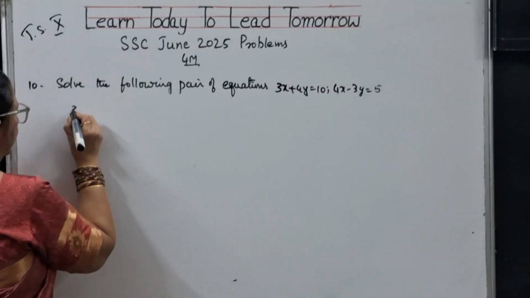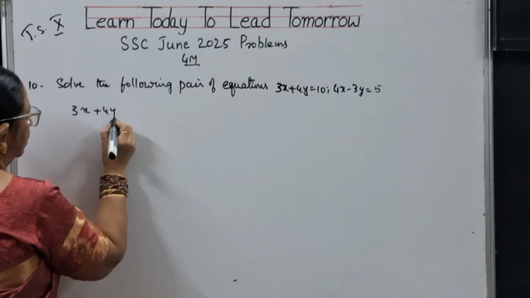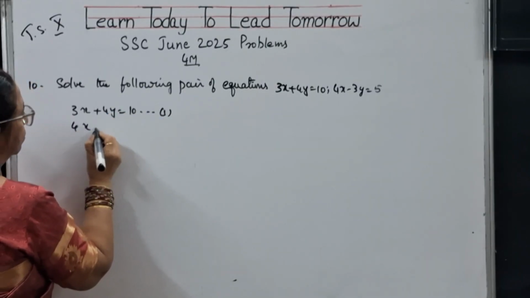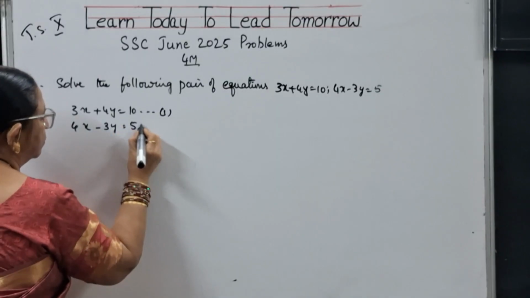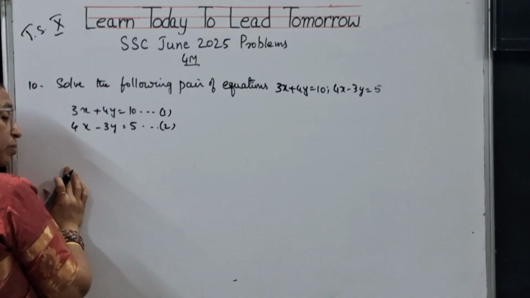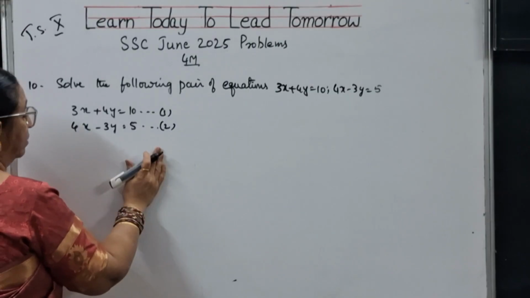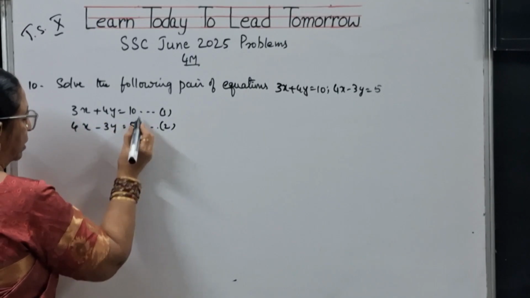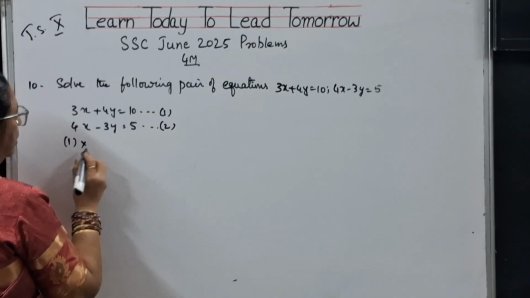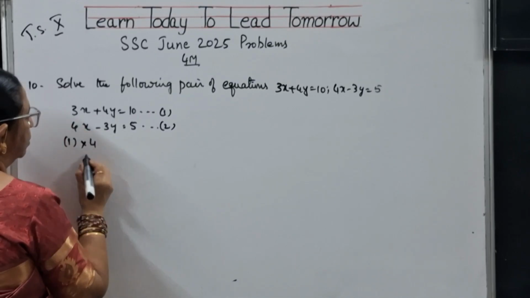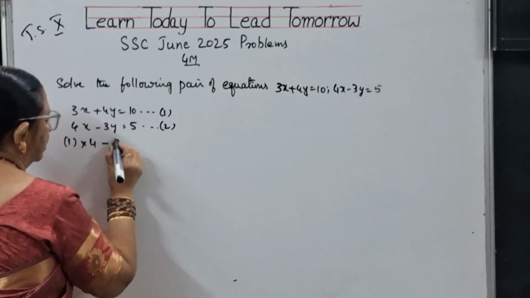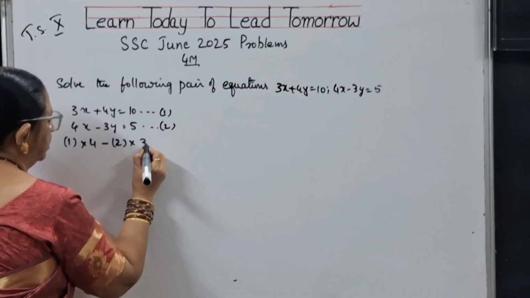So 3x plus 4y is equal to 10 is the first equation, and 4x minus 3y is equal to 5 is the second equation. So any one coefficient should be made equal so that we can cancel. So let me equalize. The first equation you multiply by 4, and here see both of them have the same signs, meaning minus. The second equation multiplied by 3.